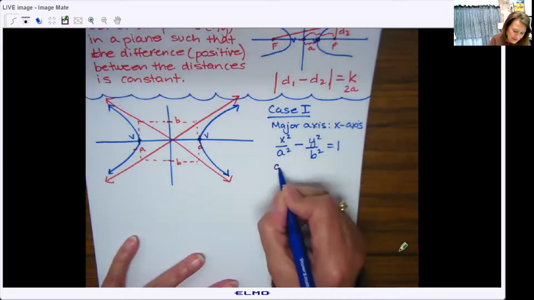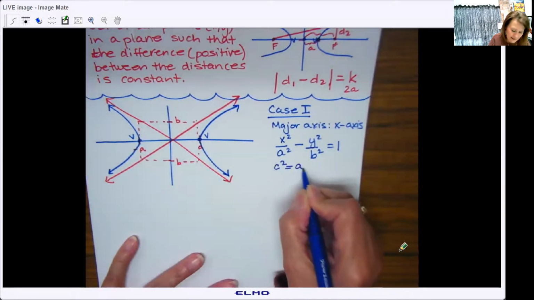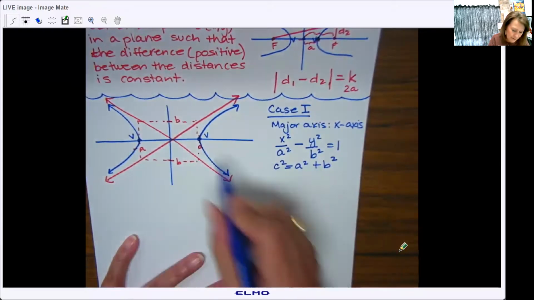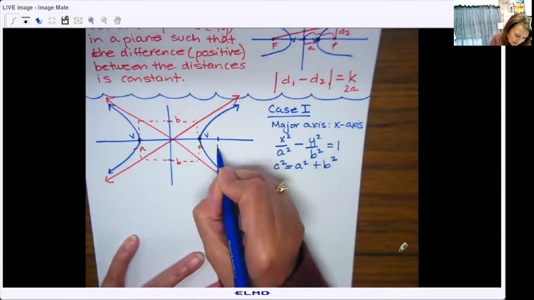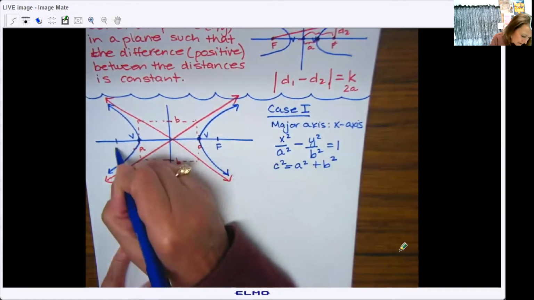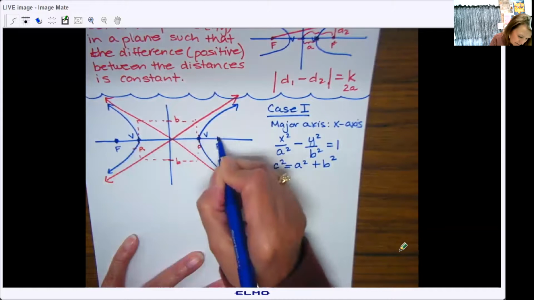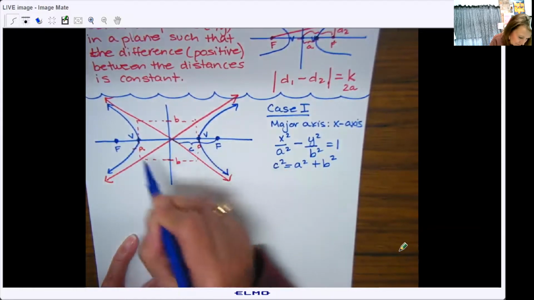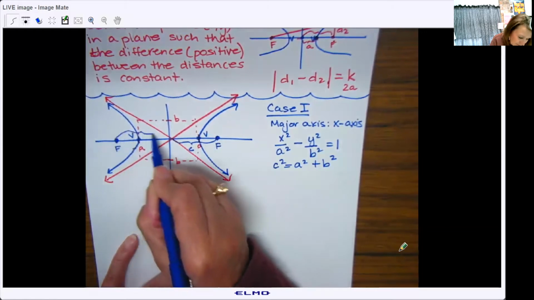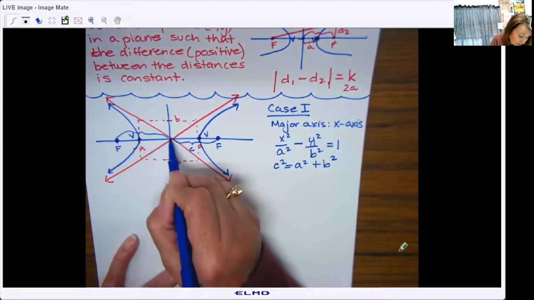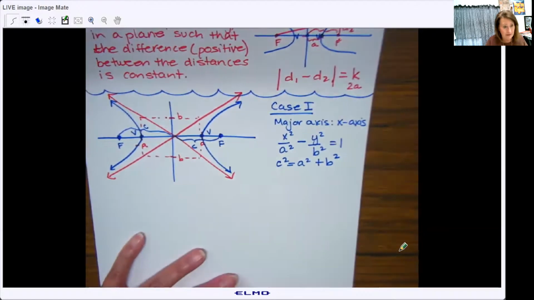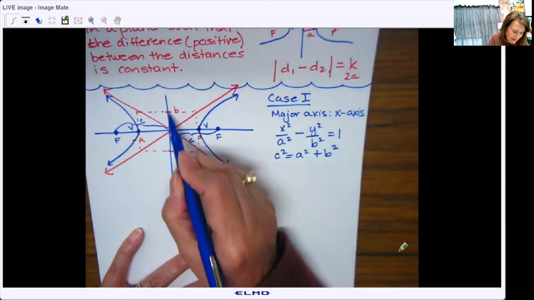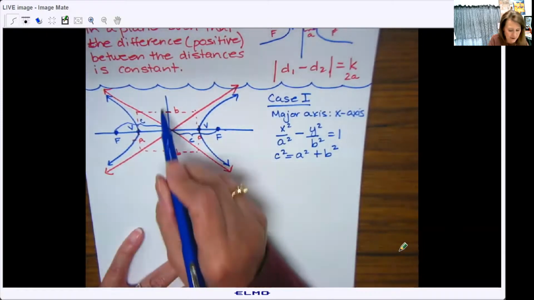In this case, though, c squared is equal to a squared plus b squared. So your focus is going to be somewhere out here, and your focus is going to be somewhere out here. You're going to have the foci, and the distance to there is still c. The distance to your focus from the vertex, from the origin is c. All right, so that's how A, B, and C relate.